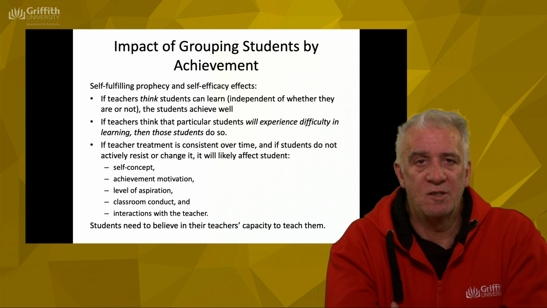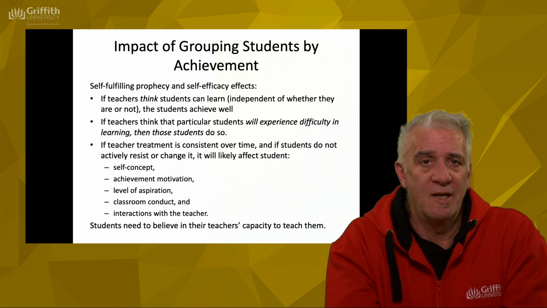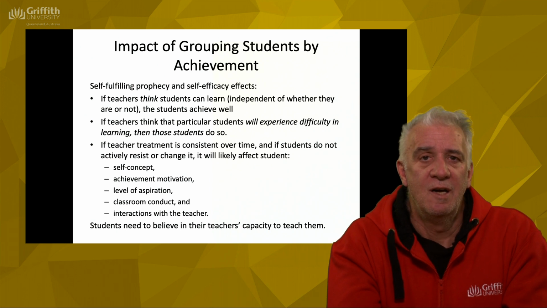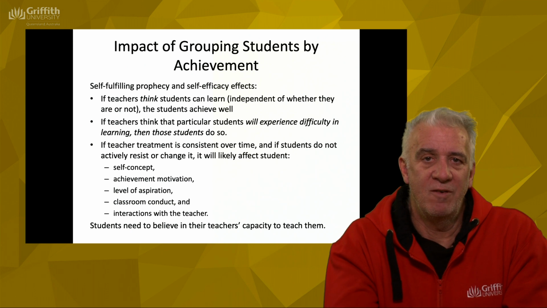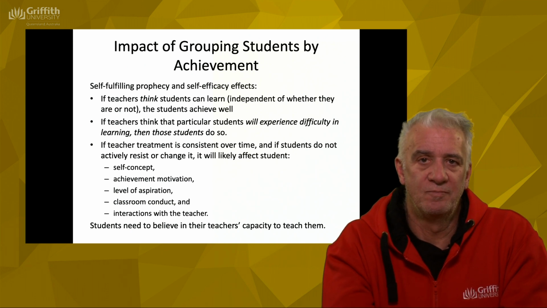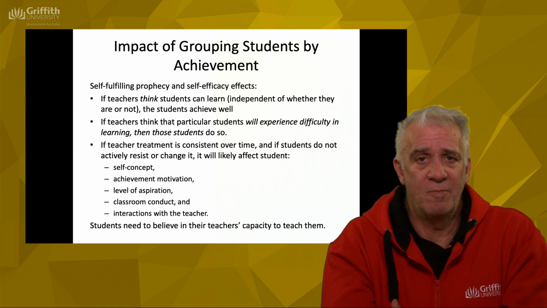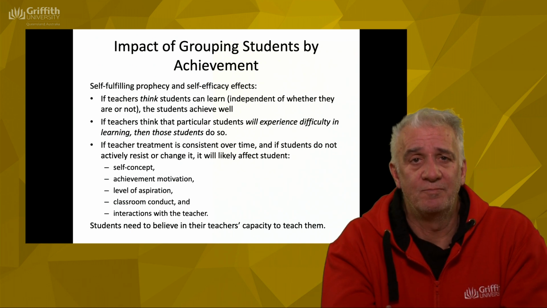Conversely, if you put kids in the top group, regardless of whether they're exceptional or not, they develop a self-concept of a high achiever, their achievement motivation is higher, they tend to have a higher level of aspiration, and they behave better, and they have higher level of interaction with the teachers. So it's important really that, in a sense, you have all the kids in the top group, that all kids think and perceive that you believe they can learn. Having high expectations is one of the biggest predictors of kids' achievement.